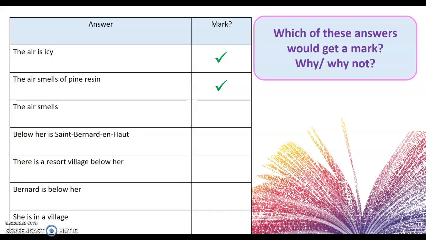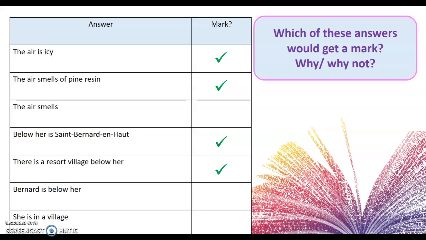Now, the next one would get you a mark because that's correct. As is the following one, because it's the resort village that is below her. Now the last 2 are both wrong, and I suppose the last 2 right ones show you why these 2 are wrong. Bernard suggests that it's a person, whereas actually it's the name of the resort village. So you need to put the full title to show that you understand what it is and that you haven't misunderstood that it's a person, for example.